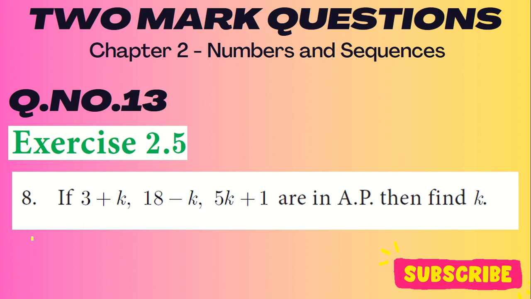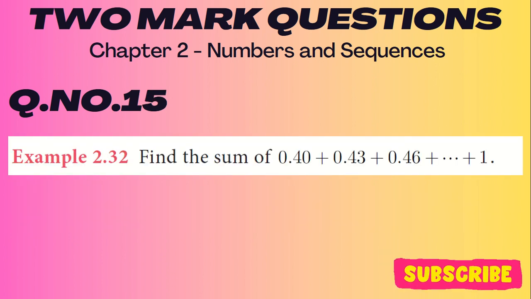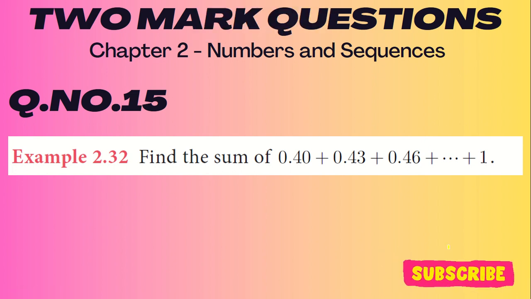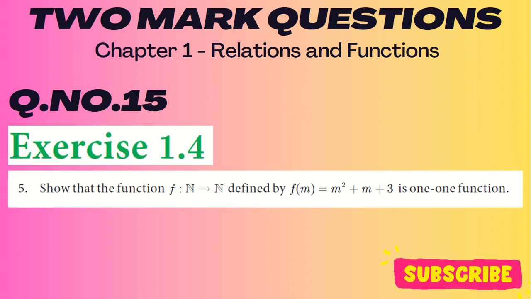Let us go to question number 14. Question number 14 is example 2.32, which is find the sum of 40, 43, 46 and so on up to 1. So that means the value you need to find to get that particular answer. Then we'll go to the next question.